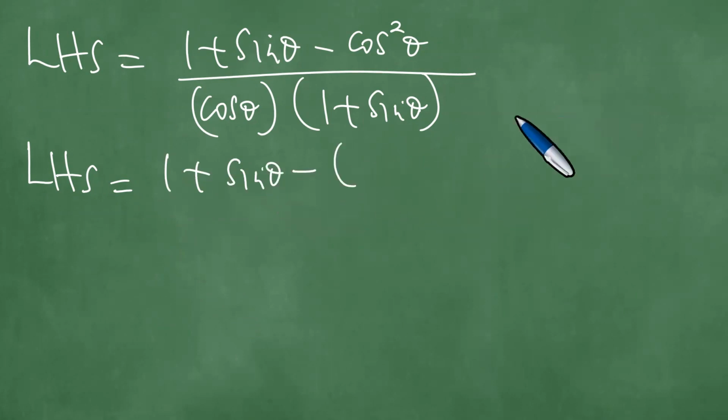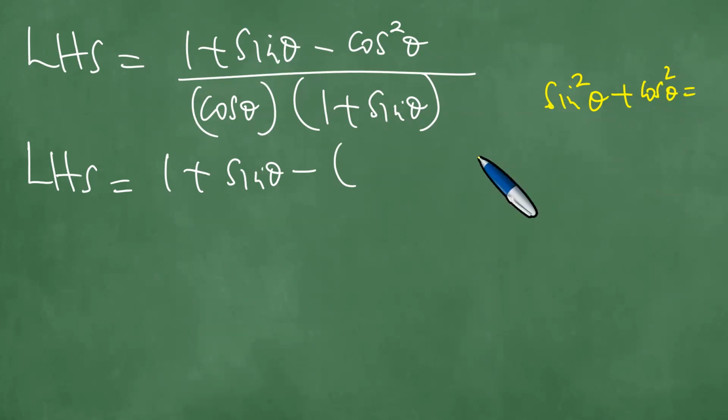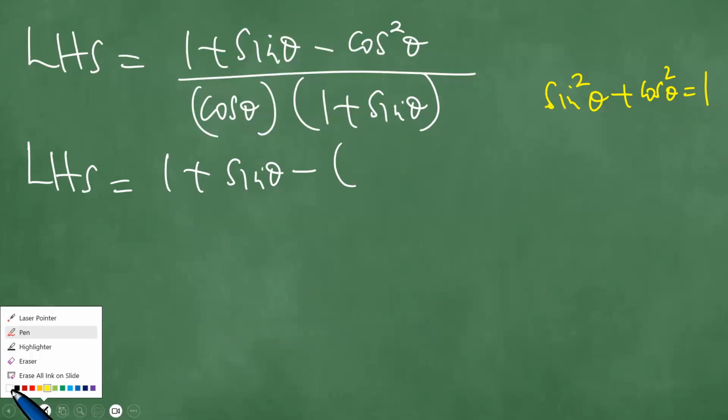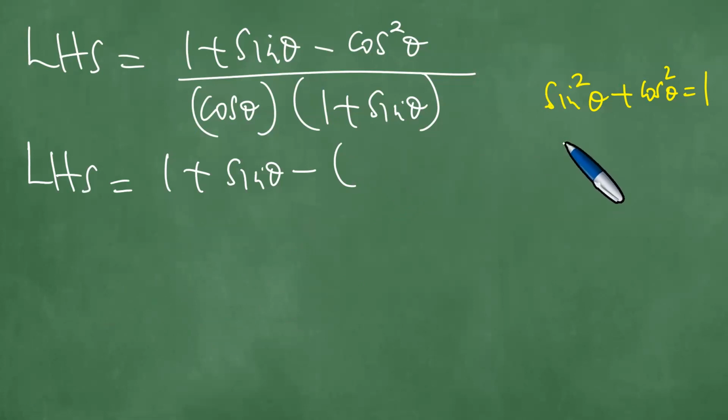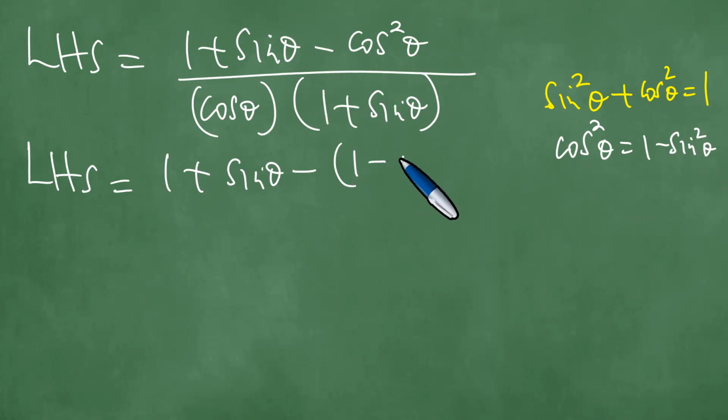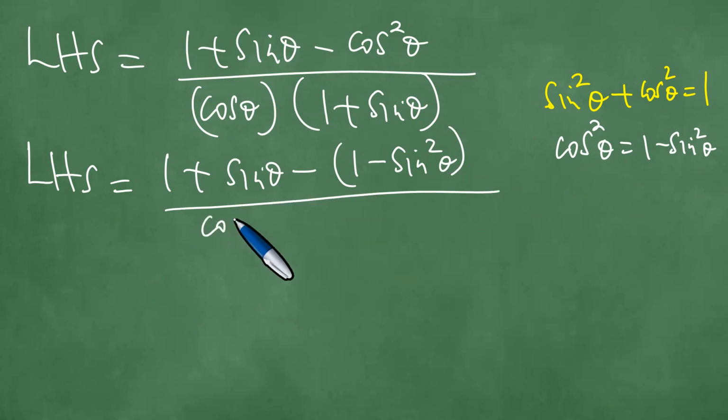What is cosine theta in terms of sine theta, Tando? There's a Pythagorean relation. Sine squared theta plus cosine squared theta equals what, Tando? 1. Good. Yes, it is 1. So that cosine squared theta is 1 minus sine squared theta. So that cosine squared theta is 1 minus sine squared theta divided by cosine theta into 1 plus sine theta.